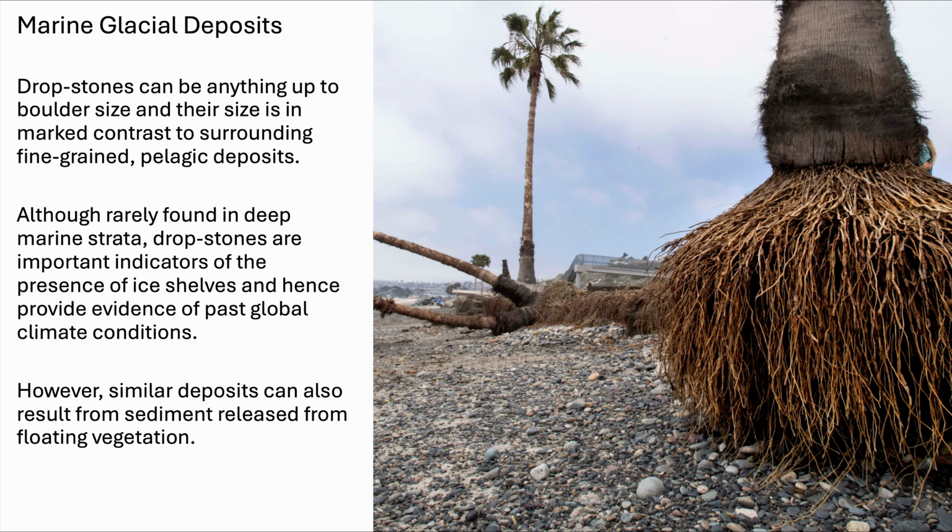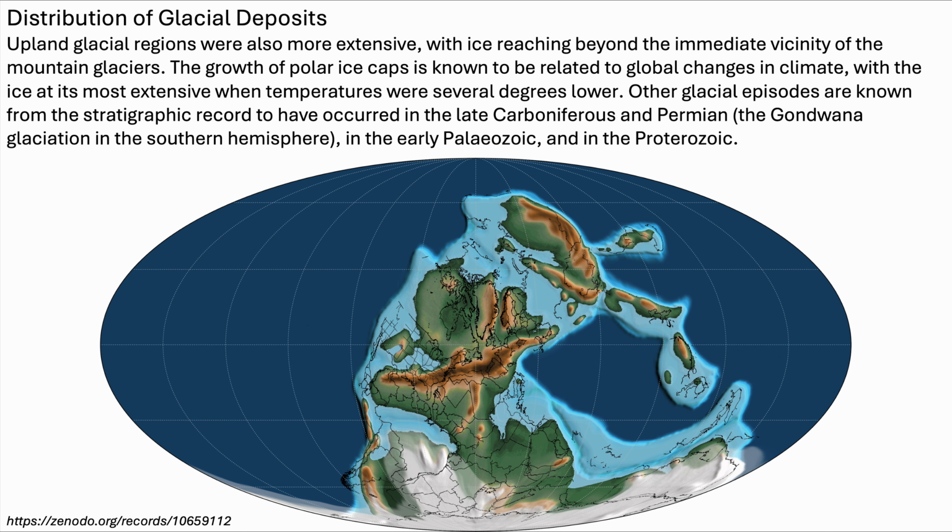If that palm tree washes out to sea with its roots containing blocks of coral or volcanic rock, then that material will be dropped out in a deep marine environment when that tree finally decays and the roots loosen their grip. Most of what we know about ice sheets is related to the Quaternary, the last 2 million years or so of geologic time.